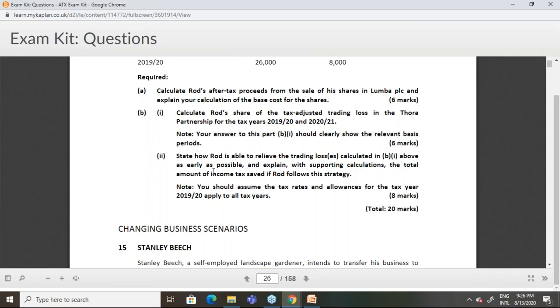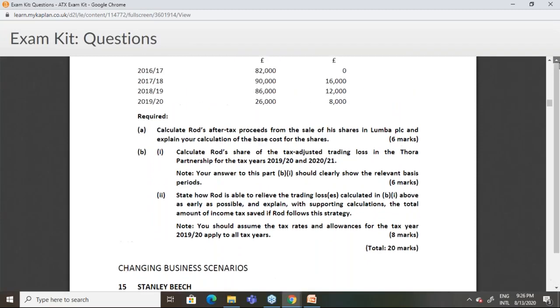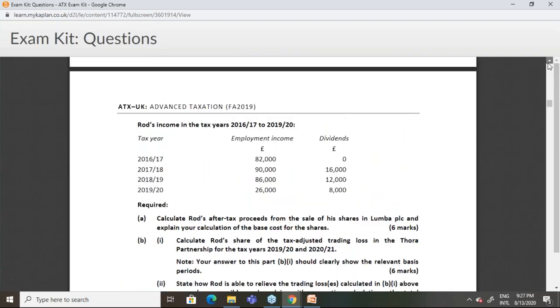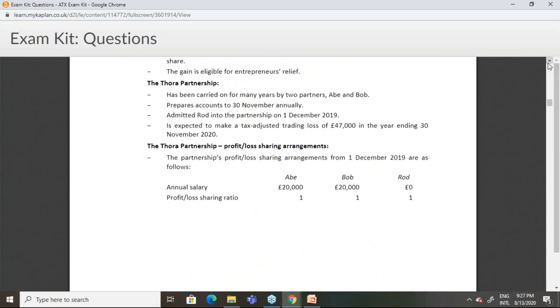And the requirement is you need to claim the relief as early as possible and explain with supporting calculations the total amount of income tax saved if Rod follows this strategy. You should assume that tax rates and allowances for the tax year 1920 apply to all tax years. So let's read the relevant parts of the question.